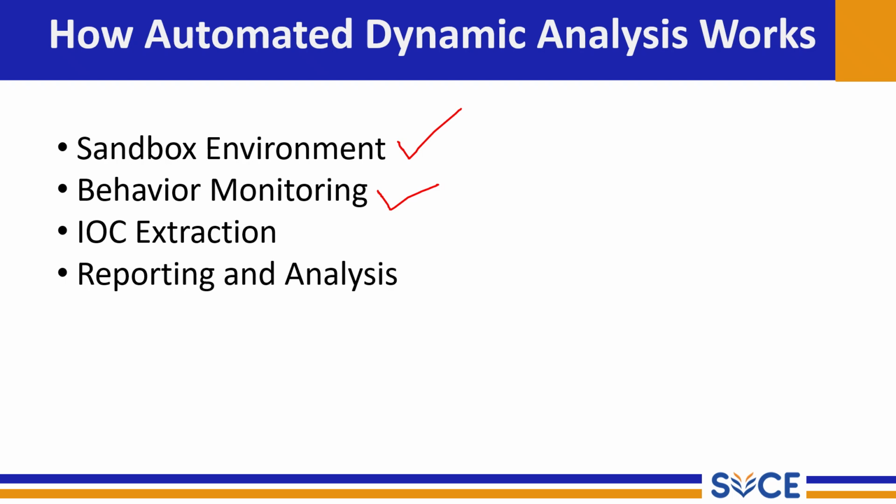And the third one is IOC creation. Here, indicators of compromise are extracted based on the observed behavior. The system extracts indicators of compromise such as specific file paths, registry keys, or network addresses that can be used to identify future infections. Okay, and then reporting and analysis.